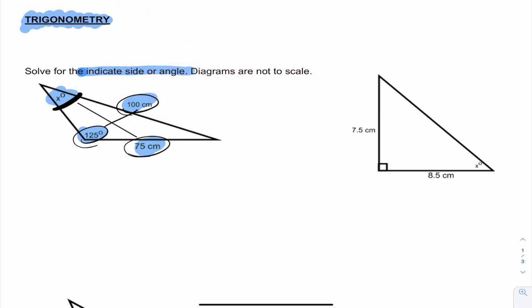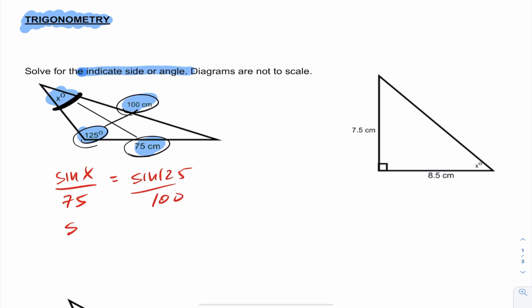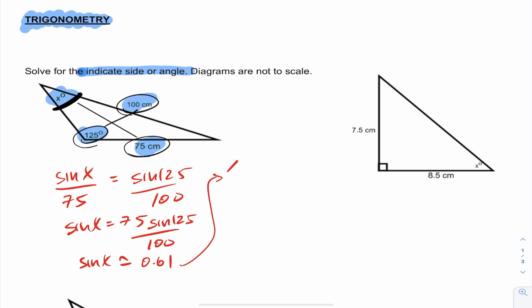So if I set this up here, it's going to be the sine of x over 75 is going to equal sine of 125 over 100. So the sine of x is 75 sine 125 over 100. The sine of x is approximately 0.61. And taking our sine inverse, we get that the angle x is approximately 37.91 degrees. All right, let's try the next one.